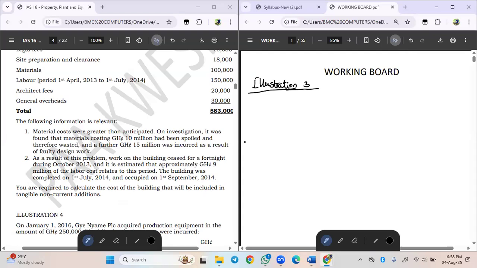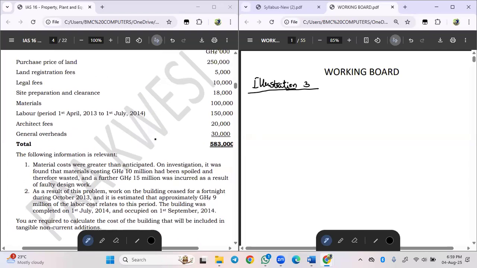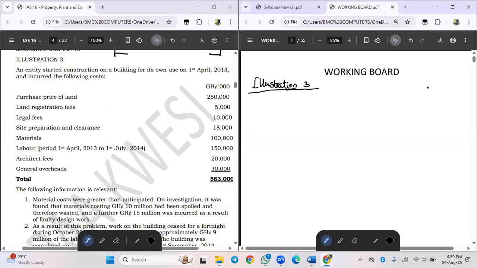2. As a result of this problem, work on the building ceased for a fortnight during October 2013, and it is estimated that approximately 9 million Ghana cedis of the labor cost relates to this period. The building was completed on 1st July 2014 and occupied on 1st September 2014. You are required to calculate the cost of the building that will be included in tangible non-current additions. All right, thank you. So let's start from the top.